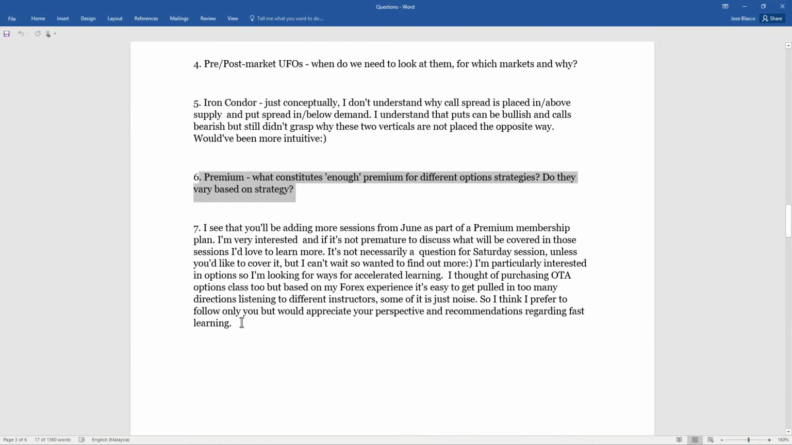Number 7, I see that you'll be adding more sessions from June as part of premium membership, which, by the way, we have delayed for a little bit. Again, we are preparing a series of tools and things. I'll talk more about that when it's the right time, if that's okay. But we just delayed it, so it's not going to be out in June. It's going to take a little more time.